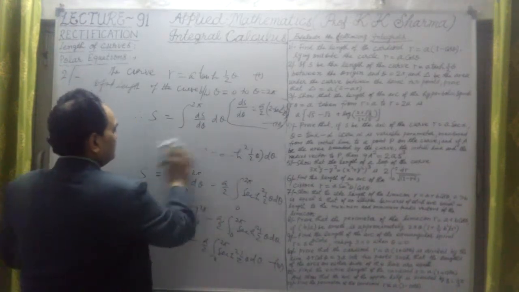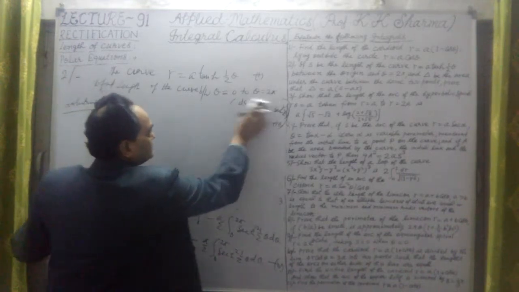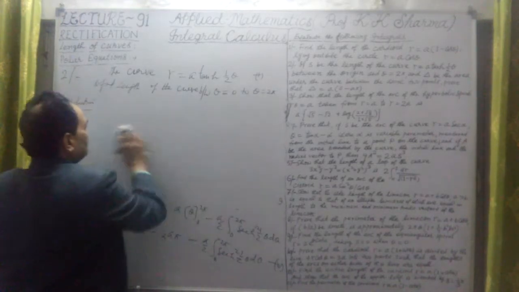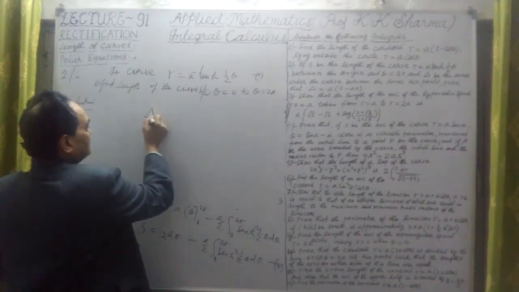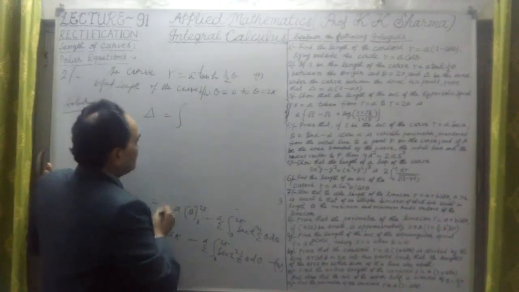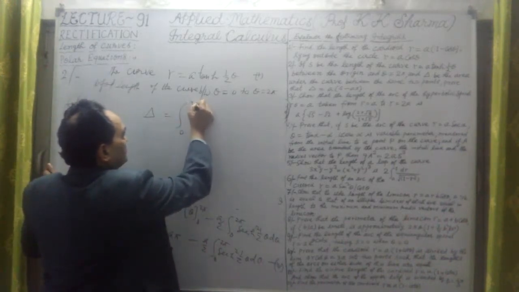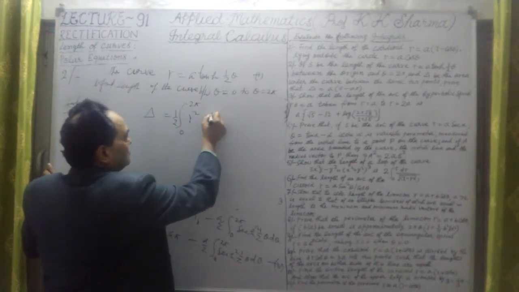Okay, now let me take area, delta, here, which is okay. Let me rub this. Now here delta is the area. Delta area is given by, we know that this is limits 0 to 2 pi, this is 1.2 into r square into d theta.